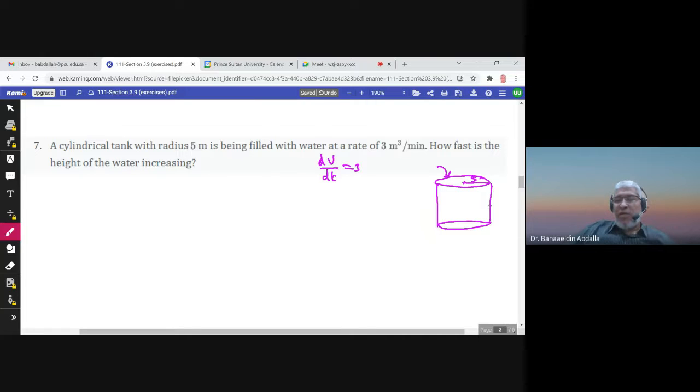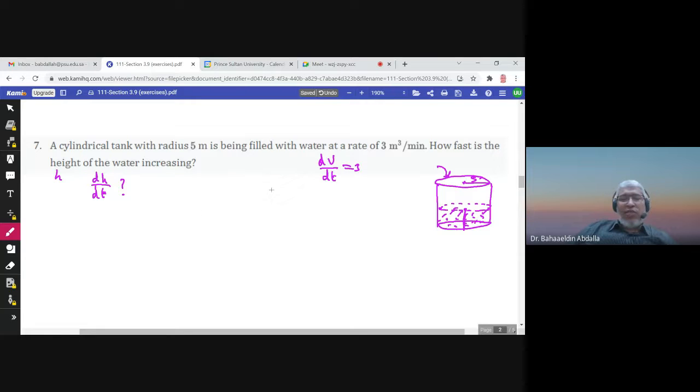So it starts, we have some water now here. It is filled with the water, okay? And this is the height. So how fast is the height of the water increasing? If we call the height h, he is asking about dH by dt. And he did not give anything else, so he is just asking for dH by dt.